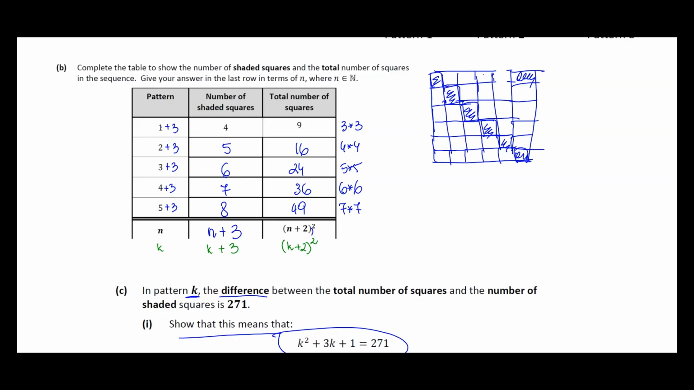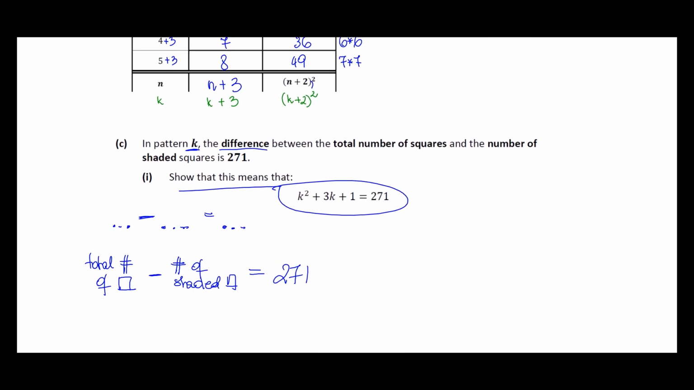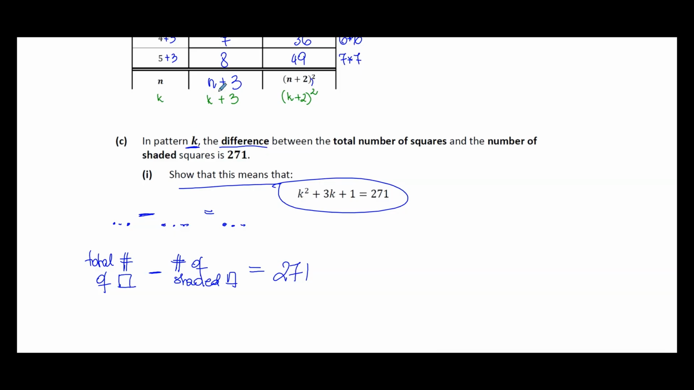Okay, so let's replace that in what we are doing. So total number of shaded squares is what? K plus 3. Sorry, not shaded. Total number of all the squares is what? K plus 2 to the power of 2. Yeah, that is the total number.